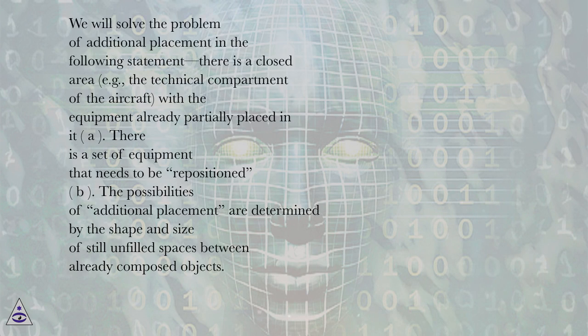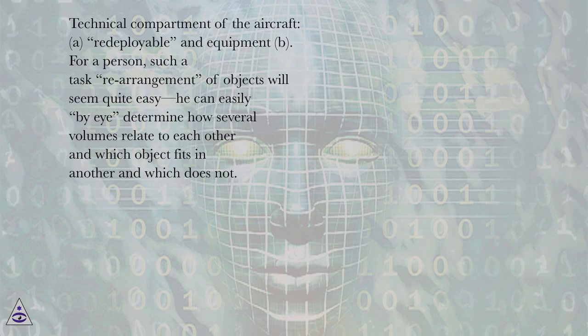We will solve the problem of additional placement in the following statement: there is a closed area, for example, the technical compartment of the aircraft, with the equipment already partially placed in it. A. There is a set of equipment that needs to be repositioned. B. The possibilities of additional placement are determined by the shape and size of still unfilled spaces between already composed objects. Technical compartment of the aircraft. A. Redeployable equipment. B.